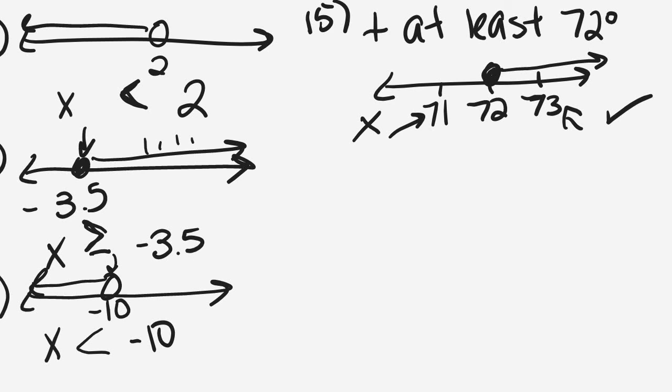Now we can write our inequality. I'm going to use T and 72. It is a solid circle, so we put our little line. And we want all the T's bigger than 72. So our alligator eats the T.